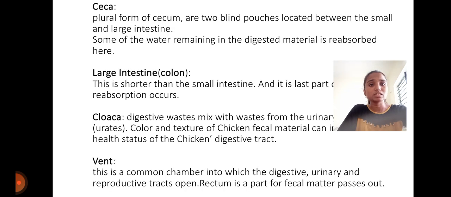Next we have the large intestine: cecum, colon and vent. Vent is a common chamber into which the digestive, urinary and reproductive tracts open. The rectum is the last part, through which fecal matter passes out.